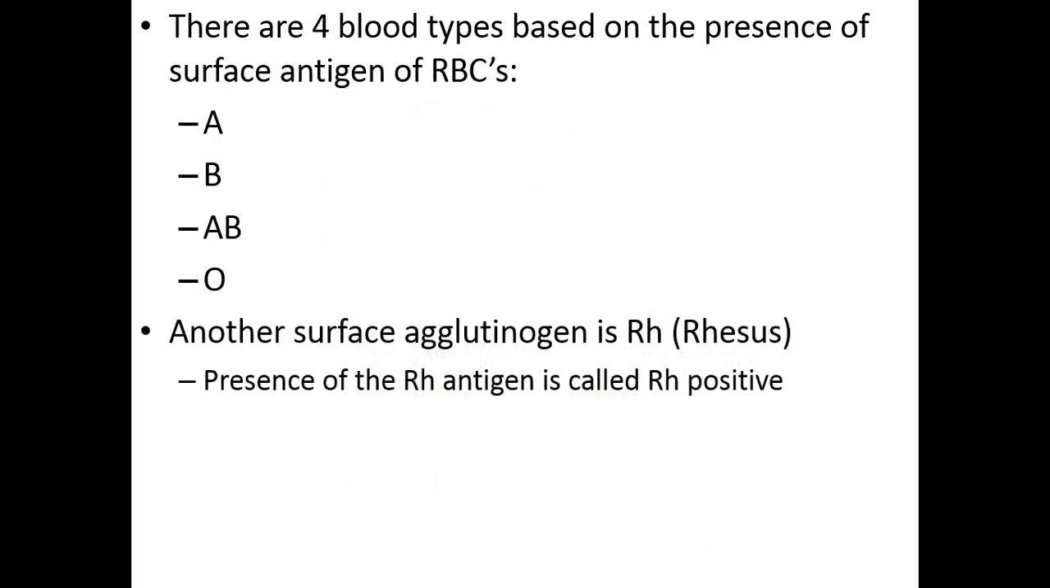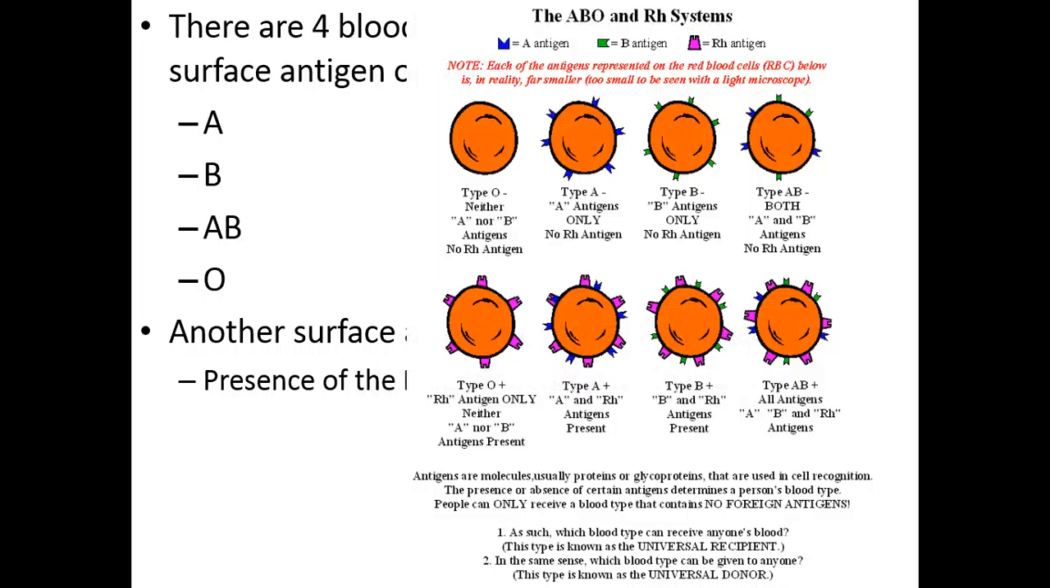The other factor that ends up giving us a total of 8 different blood types as a human species is what is called the rhesus antigen. So in addition to having an A antigen, there's an additional one called the rhesus antigen. If that rhesus antigen is present on the surface of the red blood cell, it is called being rhesus positive, or Rh positive. What does that mean for you? That doubles the amount of types of blood that we have in human beings.